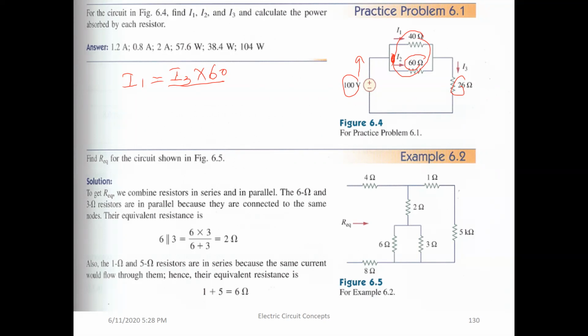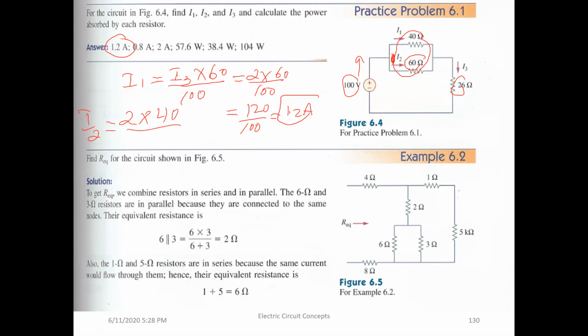So the 6, which is 100, so we have 2 times 60 over 100. This will be 120 over 100, which is 1.2 amps, the same as this answer. And then we do the same thing for I2. I2 will be I3, which is 2 multiplied by the opposite resistor, which is 40. Opposite means the other resistor. Divide by 100, so it will be 0.8 amps, which is the same as this answer.